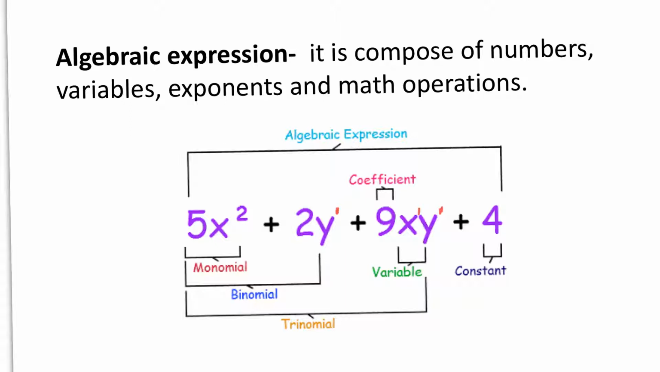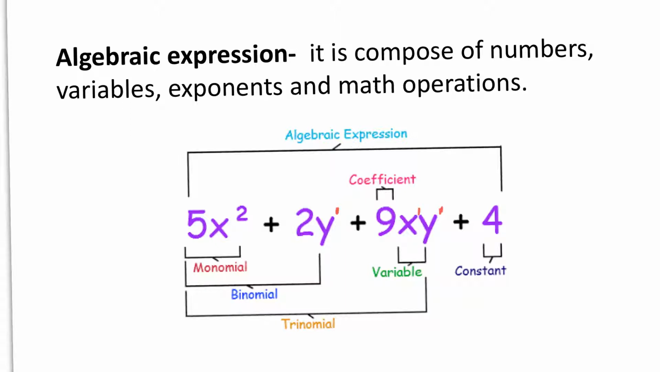We also have some terms, and the terms are the numbers that are together with variables and exponents. So this number 5 here is together with the x squared. So this is called one term, 5x squared. The next one, plus 2y, that's the second term. So all of this here is a 2y because it has a number and a variable. The third term is this one, 9xy. And the fourth term is just a number, no variable, 4. That's also a term.